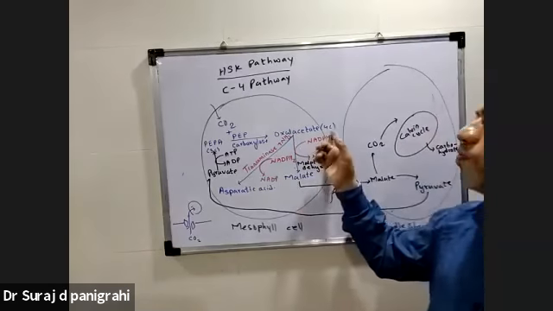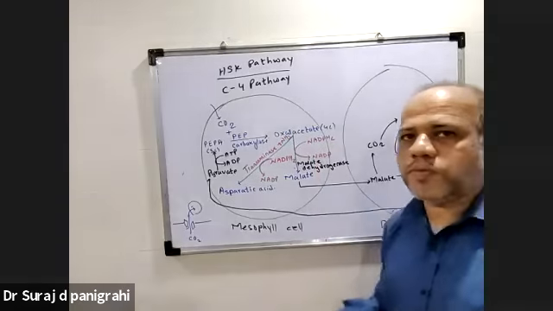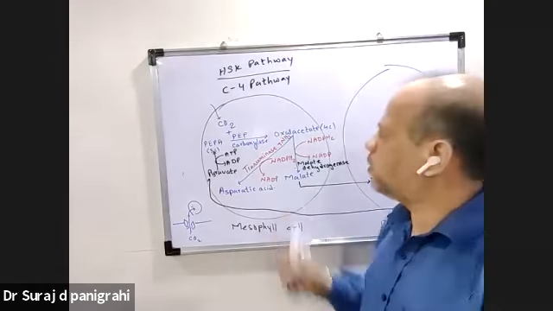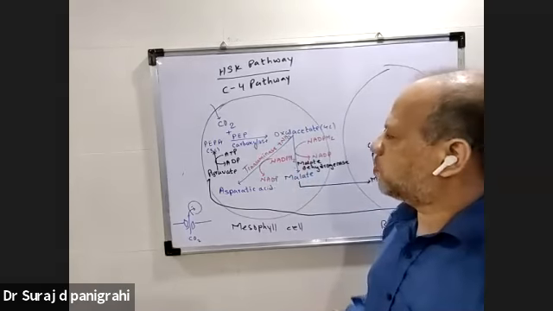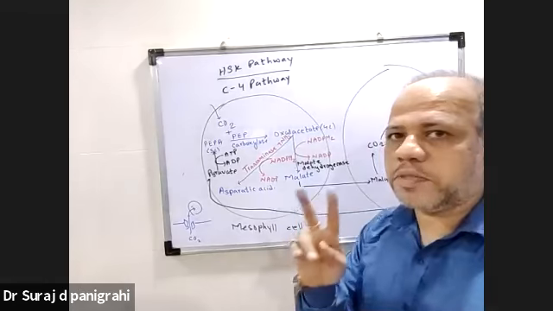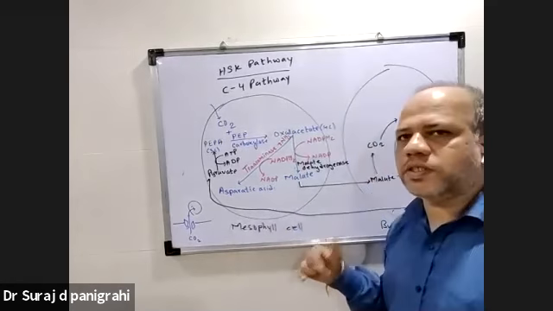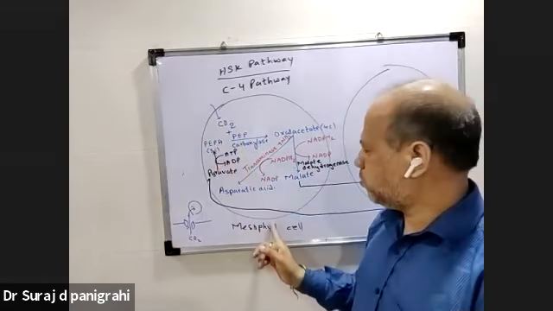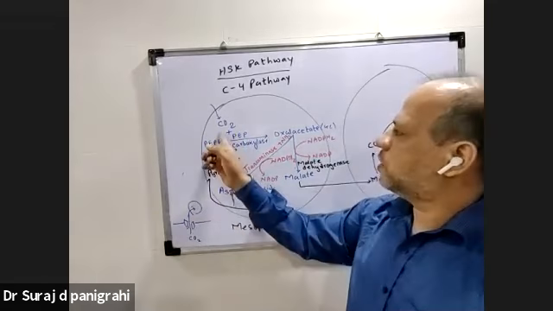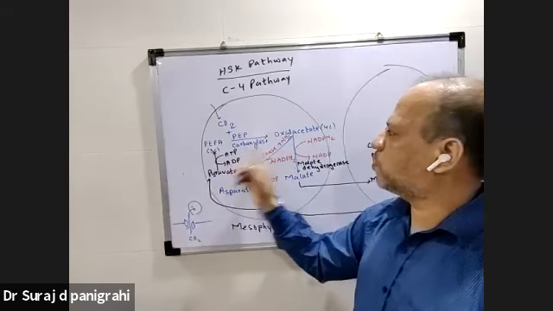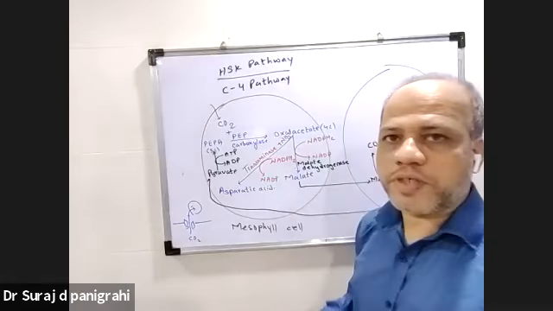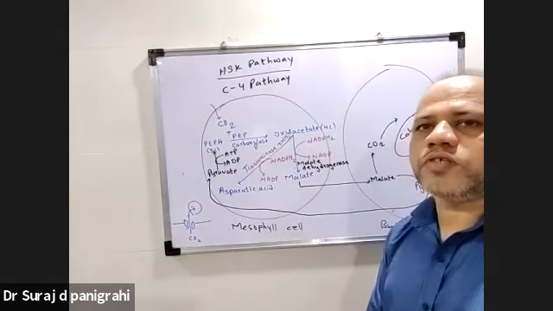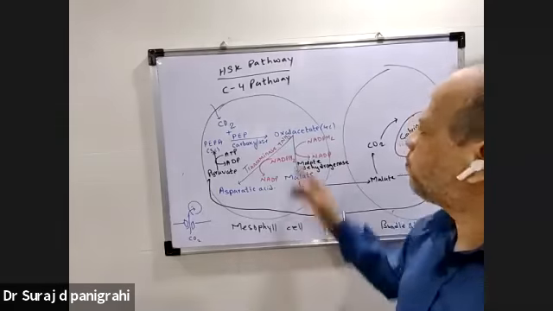The first stable compound is a 4 carbon, hence it is called the C4 pathway. I repeat, what happens in the C4 pathway? In the HSK pathway, the reaction takes place in two cells, mesophyll cells and bundle sheath cell. First point, carbon dioxide of low concentration enters into the mesophyll cell through stomata. It reacts with PEPA in presence of PEP carboxylase to form oxaloacetate. The first stable compound is a 4 carbon, hence it is called the C4 pathway.